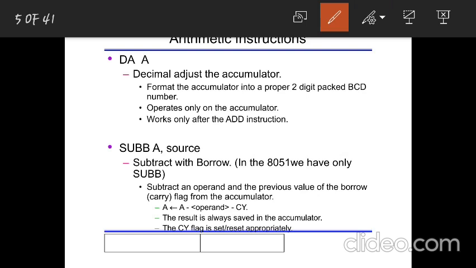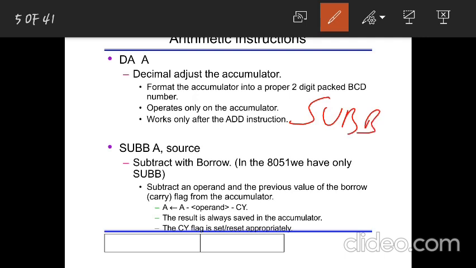Next you have SUBB A, source. Always you need to have the accumulator to store the result at the destination side. Then you have the source. It can be any immediate data, direct address, some register, or indirect register. Using indirect register addressing mode also you can use it. This is subtract with borrow. The instruction is SUBB. It is not SUB, it is SUBB.